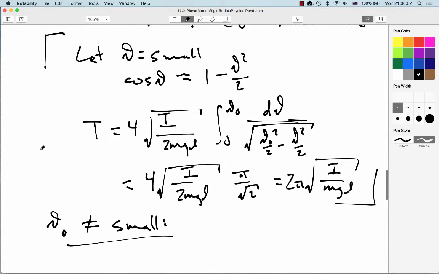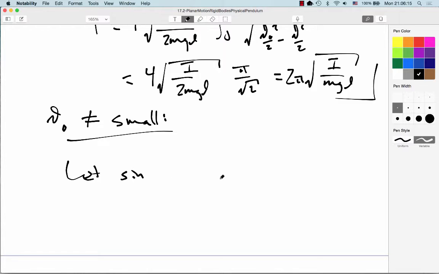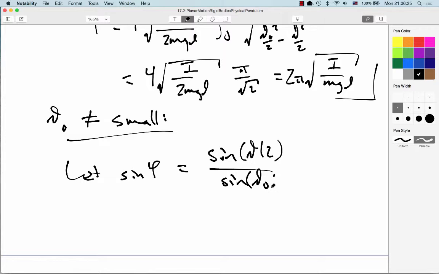So we'll go and put this into the standard form that you see in the tables. So in order to put star into standard form, we'll let the sine of phi equal the sine of theta over 2 over the sine of theta naught over 2.